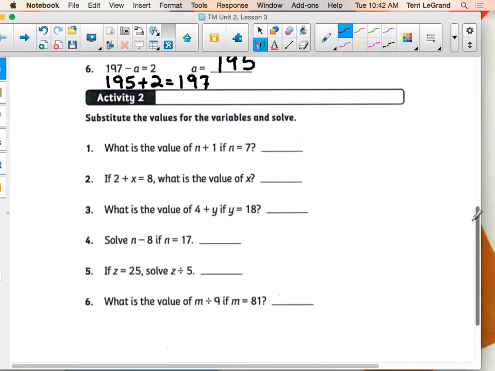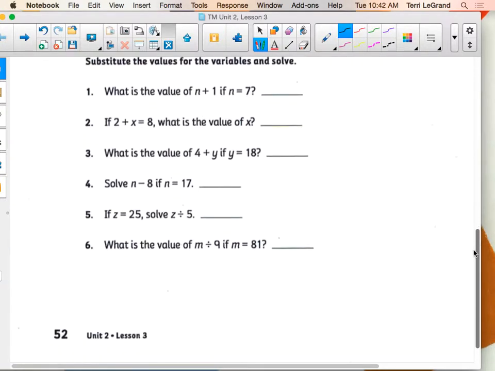Well now in this next one, we're going to do some substitution. It says substitute the values for the variables and solve. I don't call it solving, I call it evaluating, but this one calls it that. So we are going to take n plus 1, and substitute in for n. We put the 7 because it says if n equals 7. So 7 plus 1. And what is 7 plus 1? 8. So the value of n plus 1, substituting 7 in for n, we end up with 8.